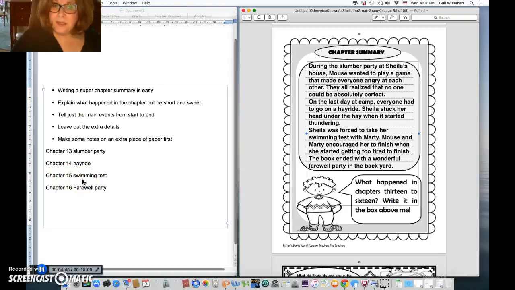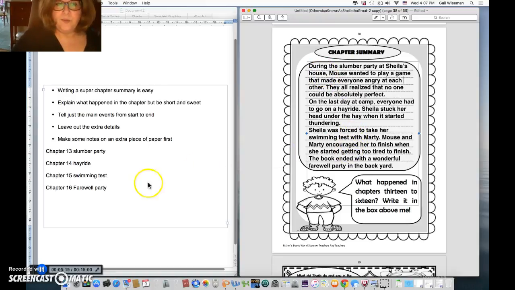There were many things that happened during that swimming test, but I'm going to keep it short and sweet. Sheila was forced to take her swimming test with Marty. Mouse and Marty encouraged her to finish when she started getting too tired to finish. That's it. That's all I'm going to write about the swimming test. We all know that she passed. Okay? Notice the word encouraged. What does encourage mean to you? Am I encouraging you to write a super chapter summary?